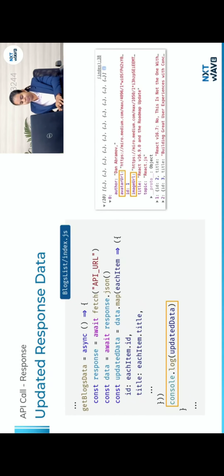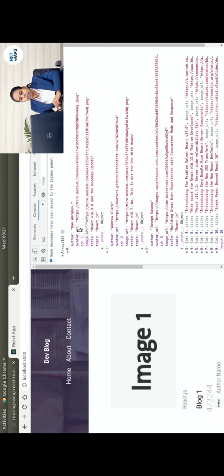So let's do this. Here, the data that we have right now is actually in snake case notation: avatar underscore URL, image underscore URL, in this manner. We have to convert that into camel case, since in front end we make use of camel case. So let's do that. Constant updatedData. The data is an array, right? So data.map, for each item we are going to return an object, where id colon each item.id. You can just have a look at the output and appropriately map them.